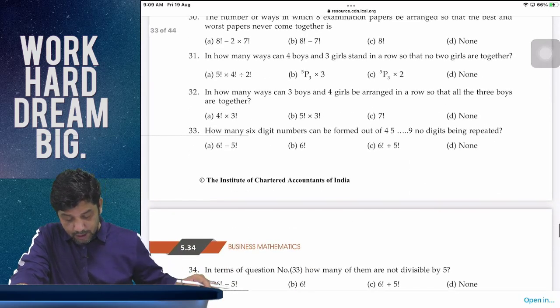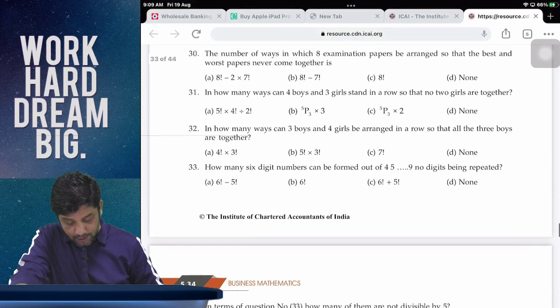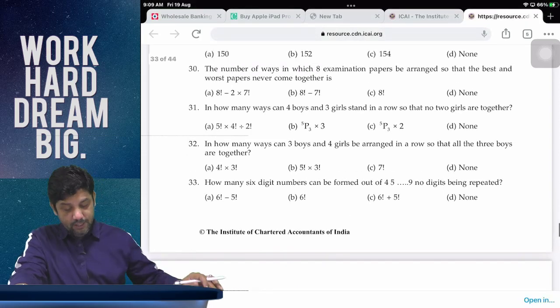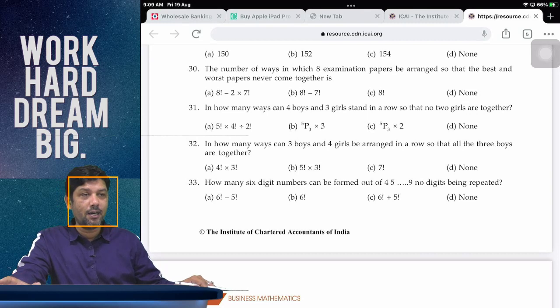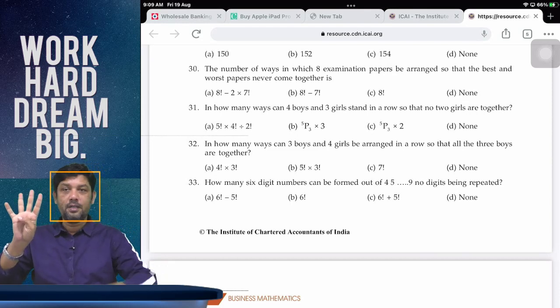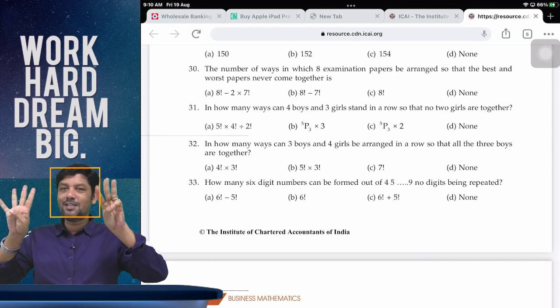Okay, 32, na? Oh, sorry, 31. Okay, listen here, my dear. 31. In how many ways can 4 boys and 3 girls stand in a row so that no 2 girls are together? What is meant by no 2 girls are together? 4 boys, 3 girls, no 2 girls are together.